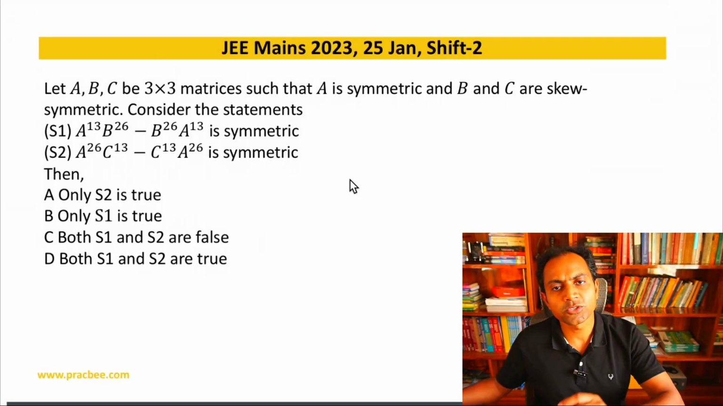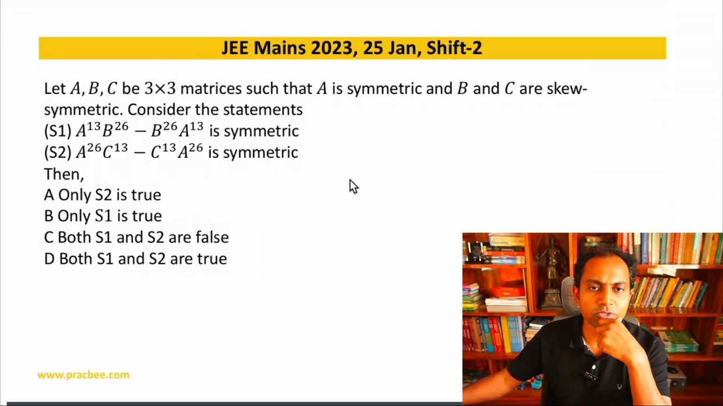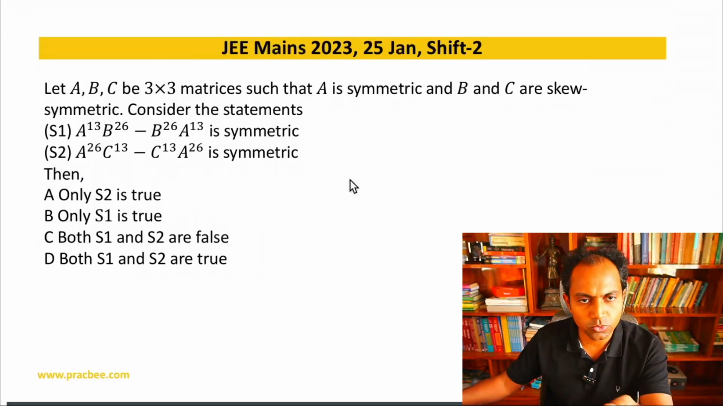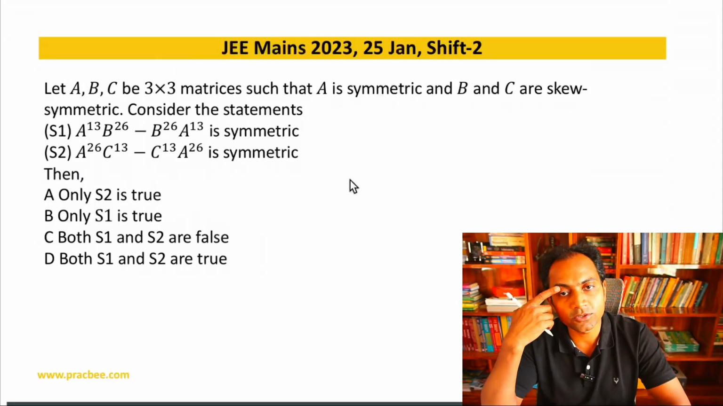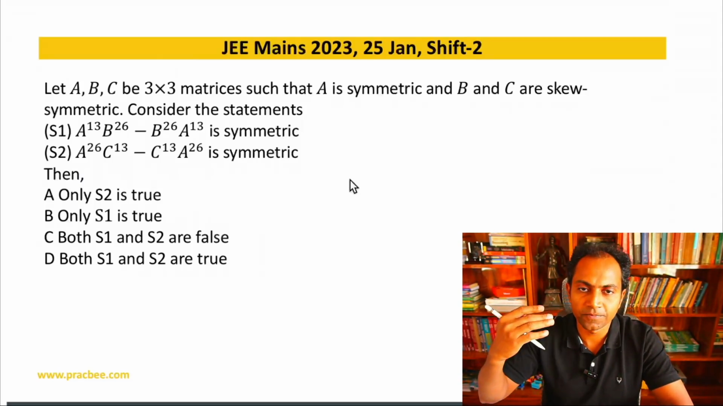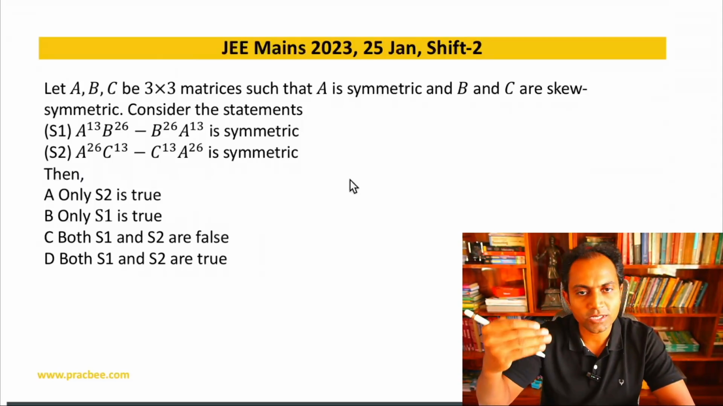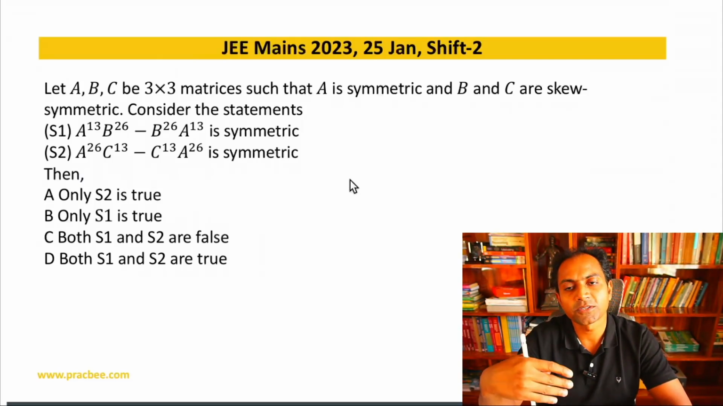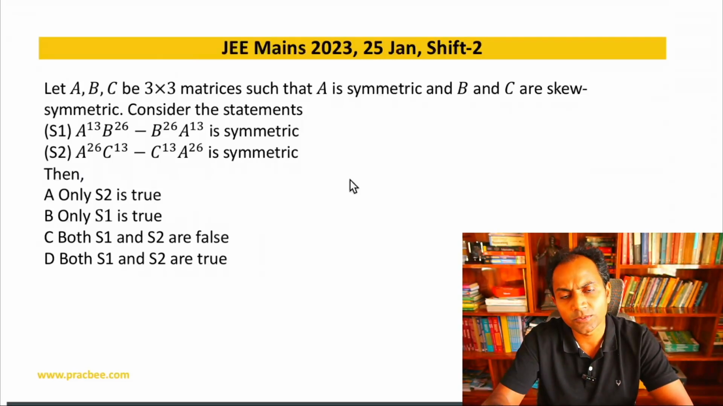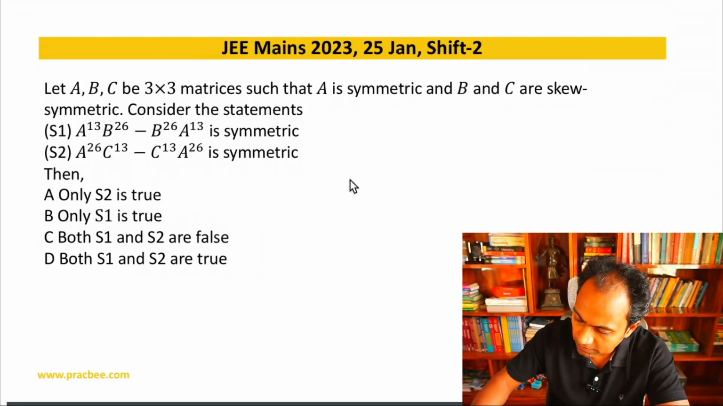Now let us look into this 2023 question. They are asking us to check whether the two given matrices in statements S1 and S2 are symmetric or skew symmetric. Whenever we want to check symmetric or skew symmetric matrix, the idea is to take the transpose. If transpose comes out to be equal to the same matrix, it is symmetric. If a minus sign appears, it will become skew symmetric, and it is possible that none of that occurs. So now let us do that.